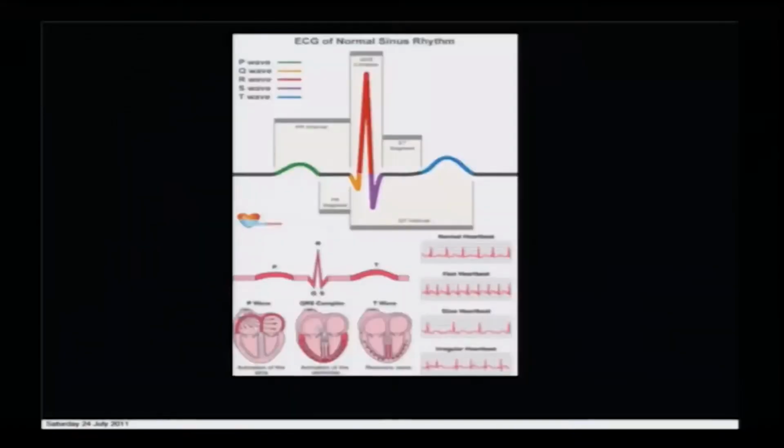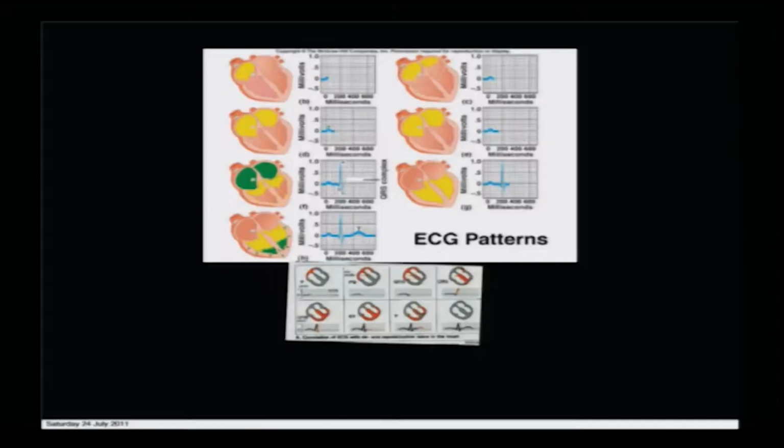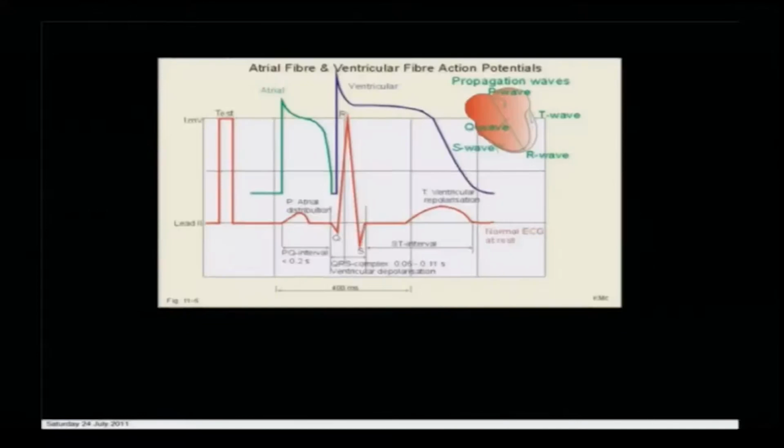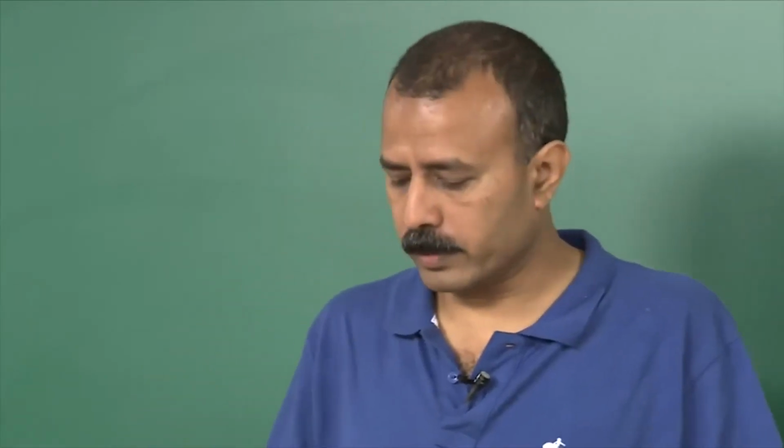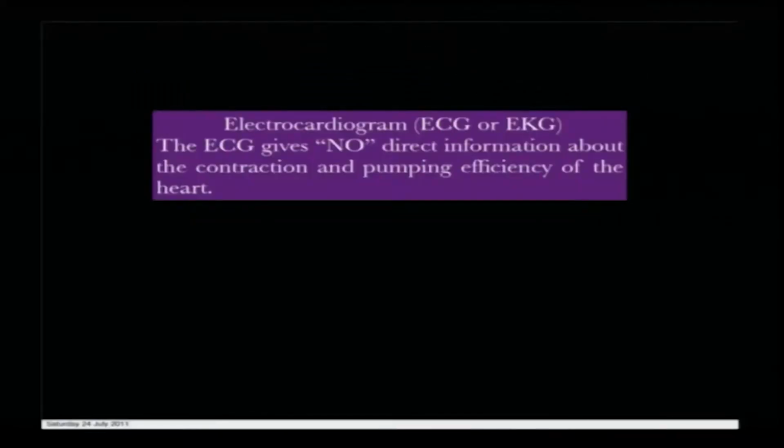Spread of impulse, how the impulse is spreading, because you have seen that it is all a time bound game. So, there is a time factor involved out here. Based on the time factor, you should be able to say whether the impulse is moving in the right time or not. Then the decay of the excitation and any disturbances of the above events, not the cause. It cannot tell the cause, it can only tell that there is a disturbance, it cannot tell you the reason for the disturbance.